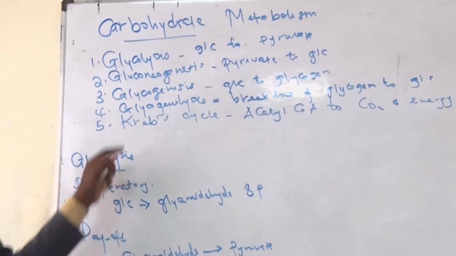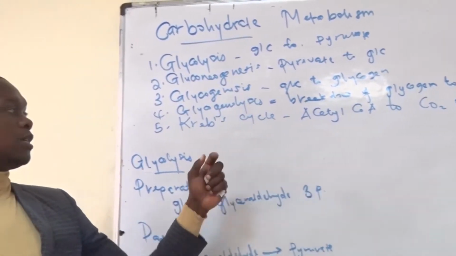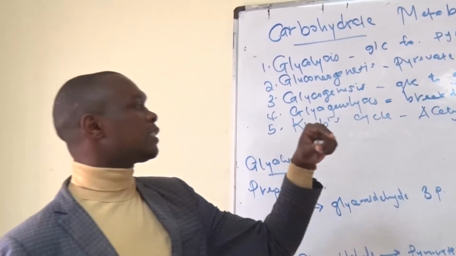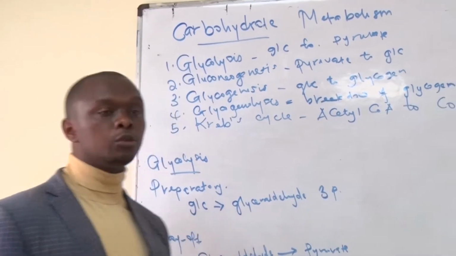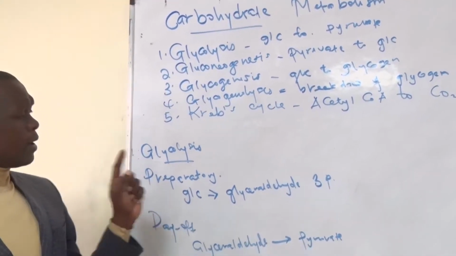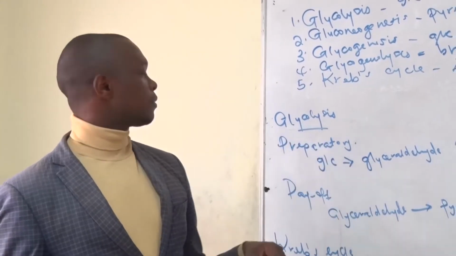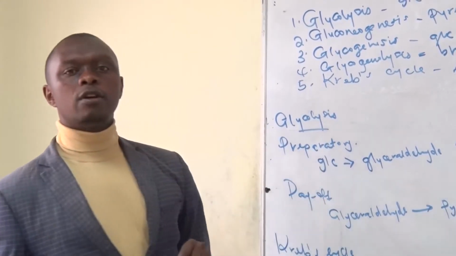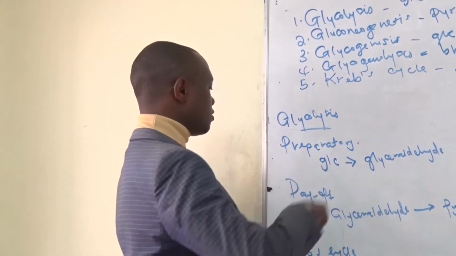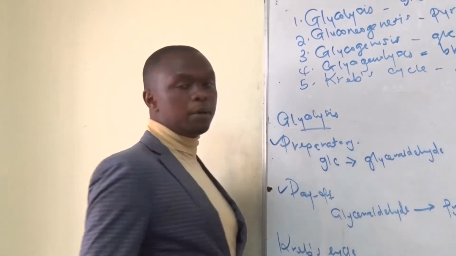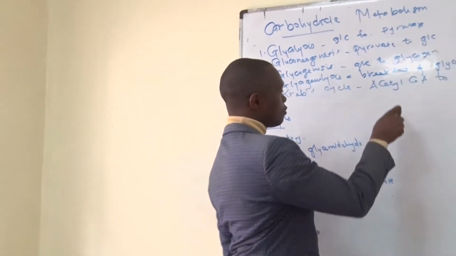Then we have the Krebs cycle. This is a continuation of glycolysis in which the pyruvate is converted to acetyl-CoA, then eventually to form energy and CO2. Now, I want us to look at the first pathway, that is glycolysis. Glycolysis occurs in 2 phases. We have a preparatory phase and also the payoff phase. I want us to begin with the preparatory phase of glycolysis.